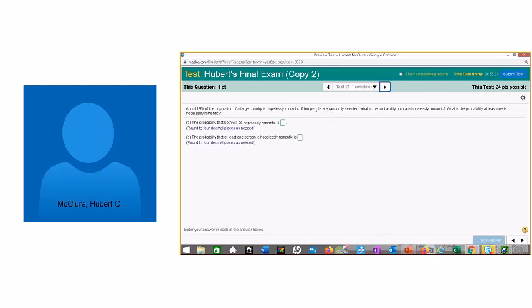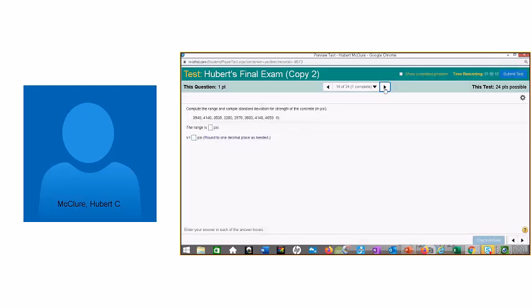19% of the population, if 2 people are randomly selected, hopelessly romantic. We did this one. What is the probability of at least one? Okay, that's pretty simple. 19%. If 2 people are randomly selected. Okay, compute the range and standard deviation. Oh my gosh, that's a calculator question. I see 6 questions that are real basic.